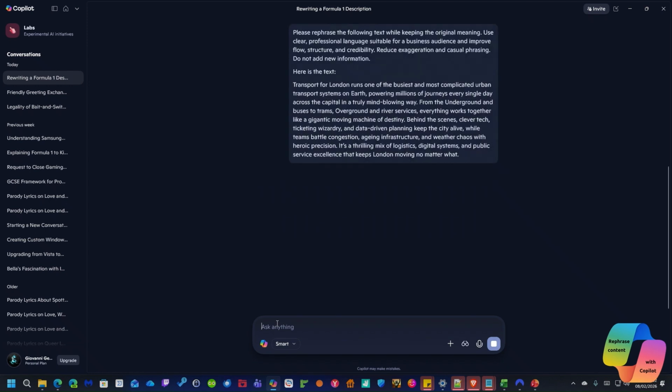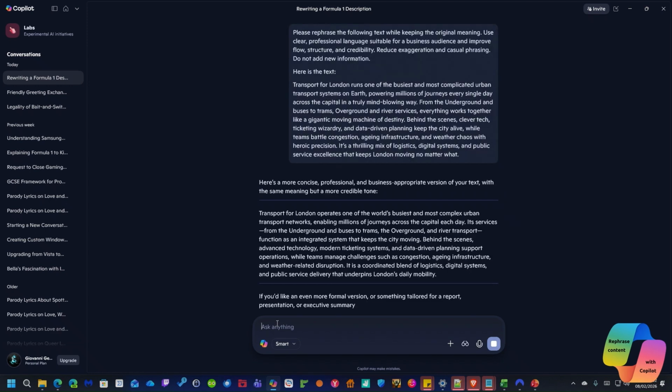Now, if I hit enter, Copilot's going to go away and start rewriting that in a more concise, professional, business appropriate format. So, Transport for London operates one of the busiest and most complex urban transport networks, enabling millions of journeys across the capital each day. Its services from the underground and buses to trams, the overground and river transport function as an integrated system that keeps the city moving. Behind the scenes, advanced tech, modern ticketing systems, and data-driven planning support ops, while teams manage challenges such as congestion, aging infrastructure, and weather-related disruption. It's a coordinated blend of logistics, digital systems, and public service delivery that underpins London's daily mobility.